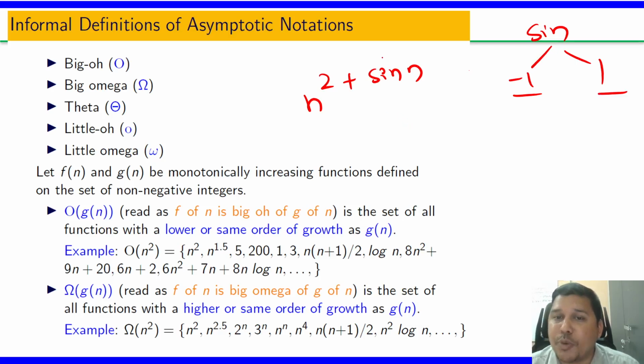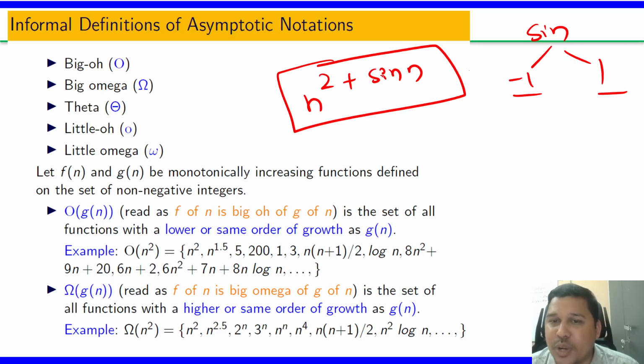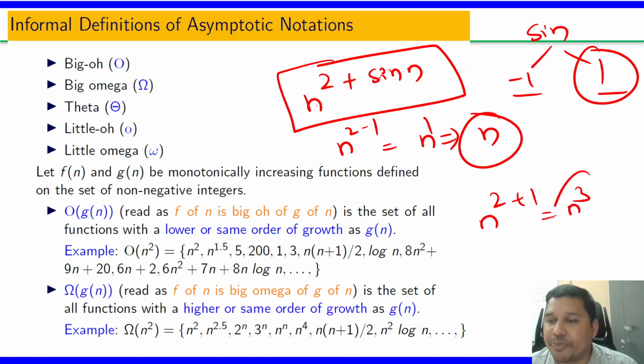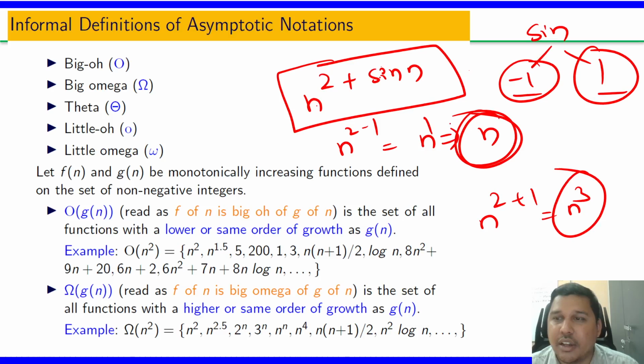Okay, now you put -1 here. If you put -1 here, it becomes n power 2 minus 1, that is n power 1, that is n. In one case it is n. You put 1 here, it becomes n power 2 plus 1, that is n cube. See, for a certain input it is n, for a certain input it is n cube.